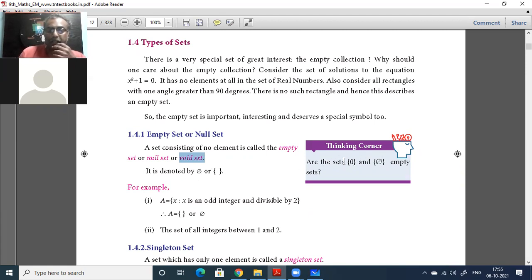Now thinking corner. Are the sets {0} and this one empty sets? Yes, uncle? No, they are not empty sets. Inside the first set, you have an element 0. So it's not an empty set. Something is there. Only this is an empty set. Nothing should be there.